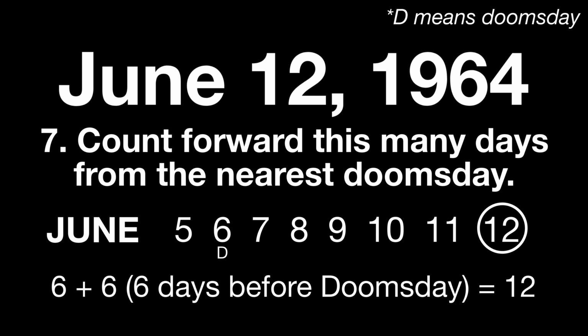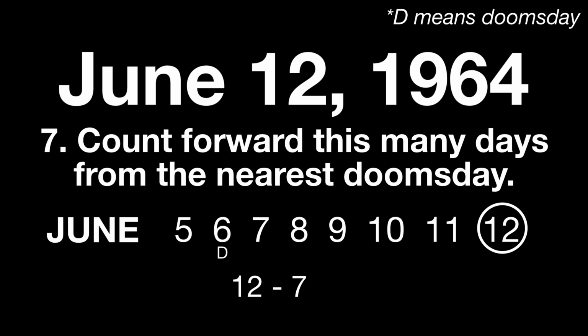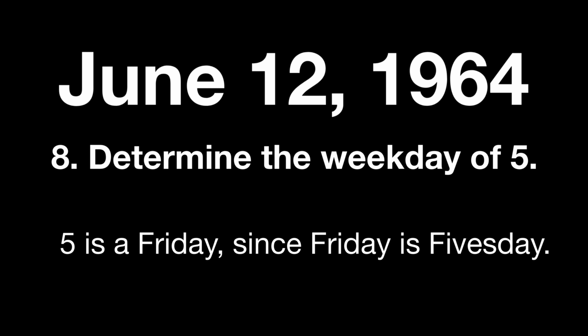Or, we are 6 days after the doomsday, so 6 plus 6 equals 12. And subtract 7 from 12 until you get a number less than 6. 12 minus 7 equals 5. 5 is a Friday. Here's another example.